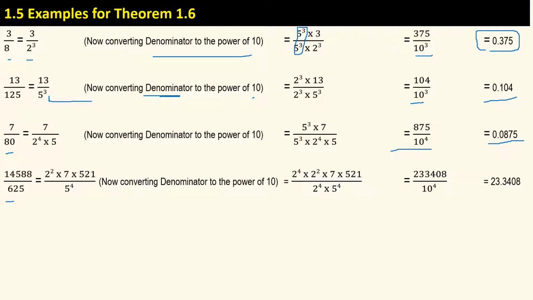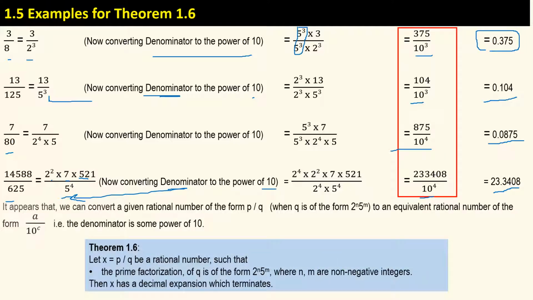And the final example for now is 14588 divided by 625, which is equal to 2 raised to power 2 multiplied by 7 multiplied by 521 whole divided by 5 raised to power 4. And if we convert the denominator into a power of 10, we get 233408 divided by 10 raised to power 4, which is equal to 23.3408. And now let's focus on the values which are in this box here.